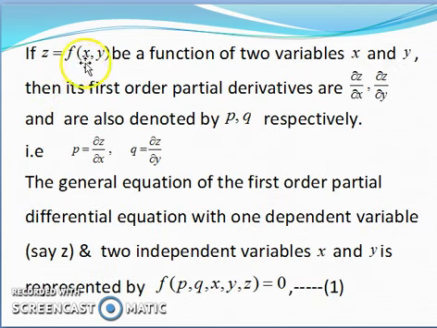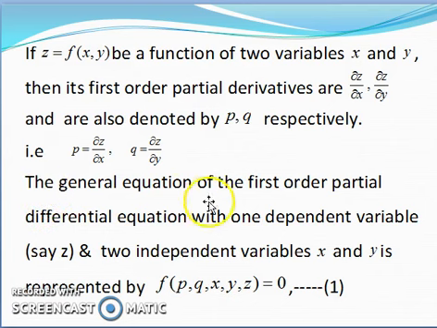If suppose z is a function of two variables x and y, then its first order partial derivatives are denoted by ∂z/∂x and ∂z/∂y and are also denoted by symbols p and q respectively. That is, p equal to partial derivative of z with respect to x and q equal to partial derivative of z with respect to y.